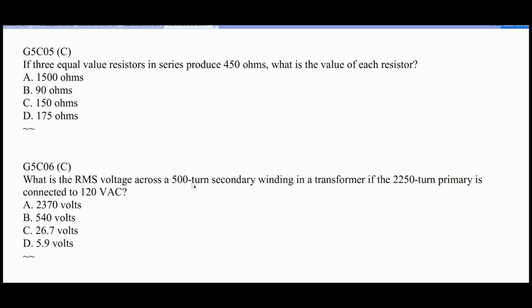G5C06, what is the RMS voltage across a 500 turn secondary in a transformer with a 250 turn primary connected to 120 volts? Okay, so we've got to figure out the turns ratio. The secondary is 500, so it steps down. It's roughly ballpark 4-to-1. It's going to be 26.